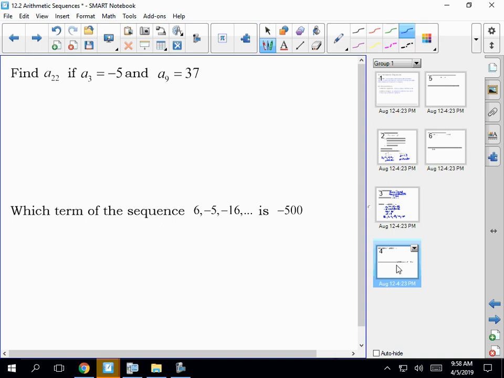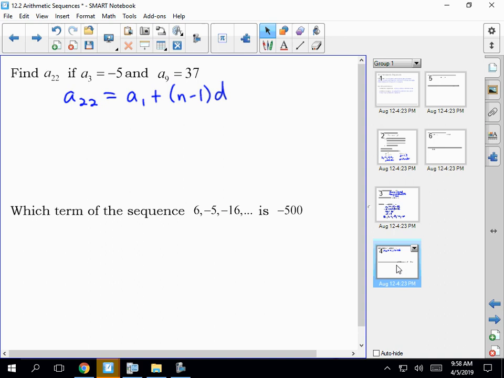Here we've got, it says find a sub 22. So we're going to find a sub 22. And what we know is we know what a sub 3 is, and we know what a sub 9 is. Let's go ahead and write this in. A sub 1 plus n minus 1 times d. We know n would be 22, so actually I could replace that with 22.